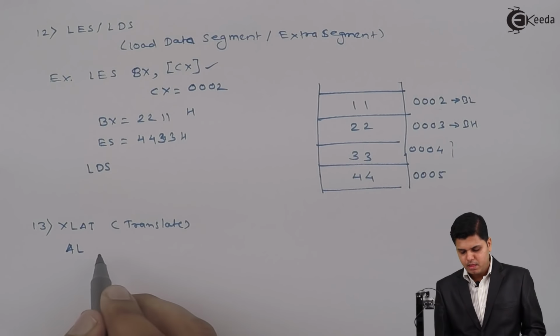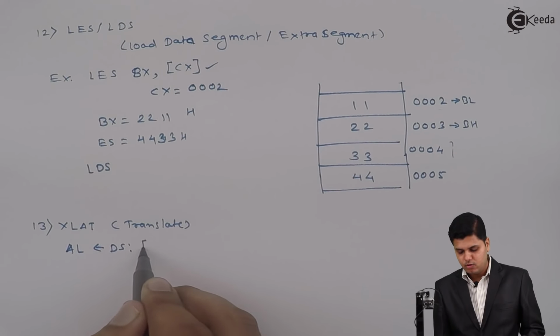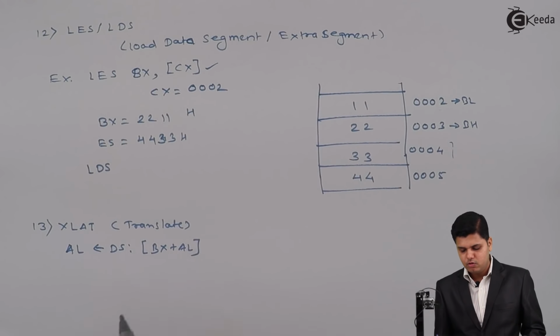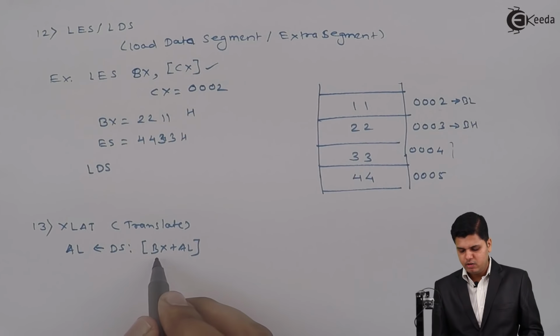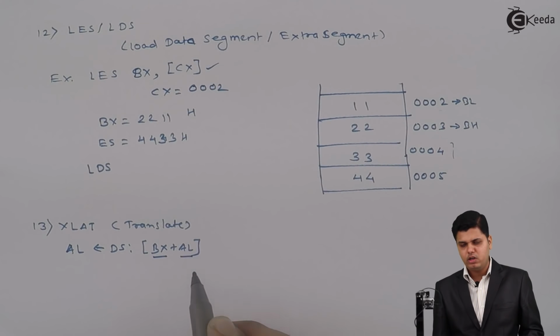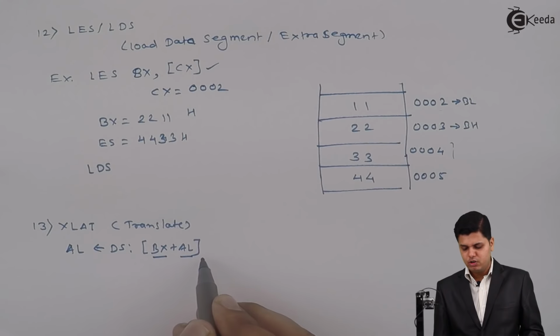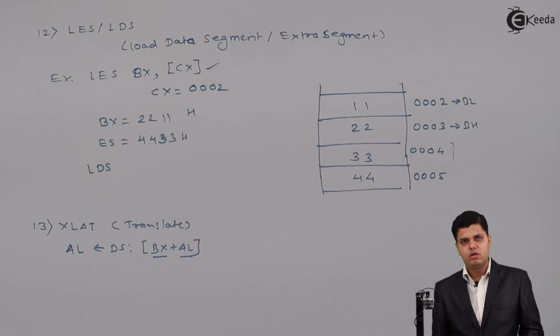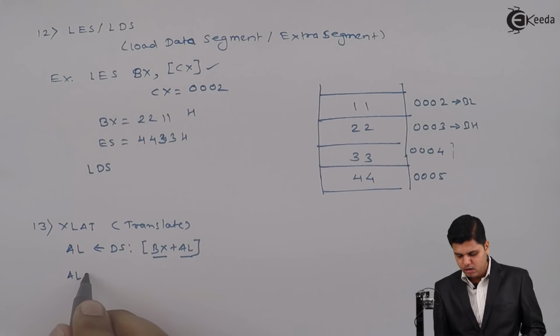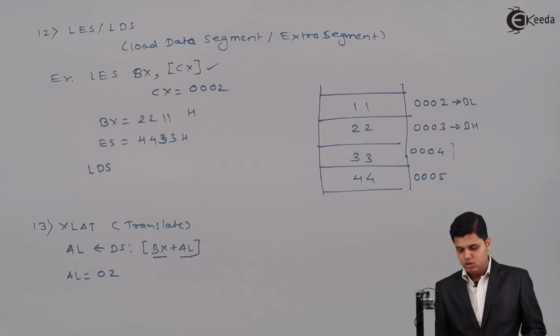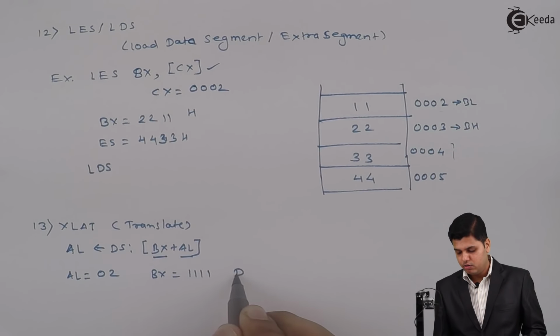What operation is performed in translate is, by default it has the operand specifics, that is AL and DS, BX and AL. The contents of AL will be forwarded to this XLAT instruction, and the new effective address is calculated by the contents of BX plus the contents of AL, and the contents of that new address will be transferred to AL. So for example, if I am taking AL as 02, BX as 1111, and the contents of DS equal to, let's say, 0001.